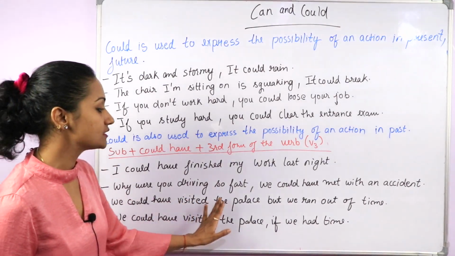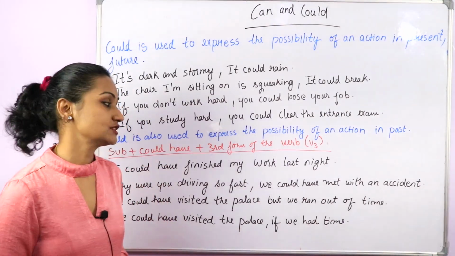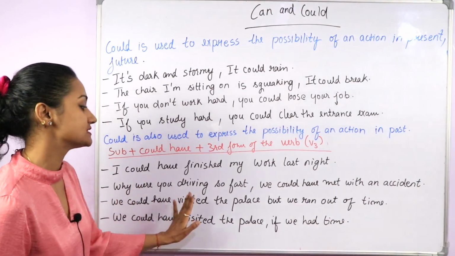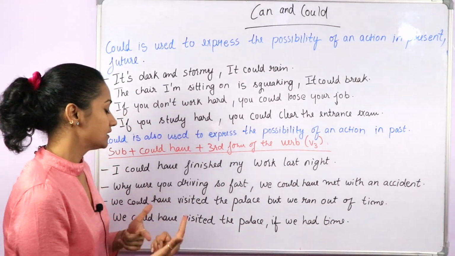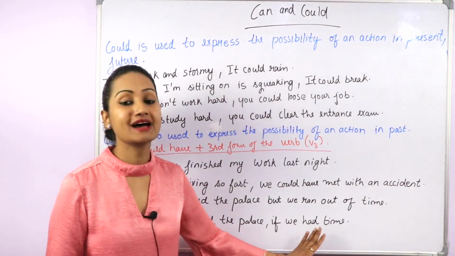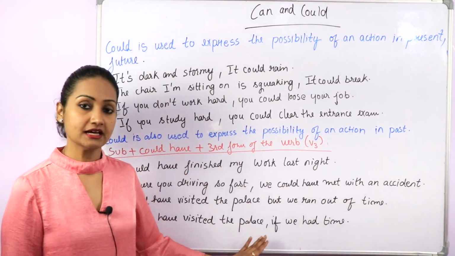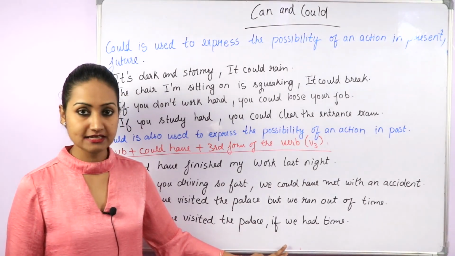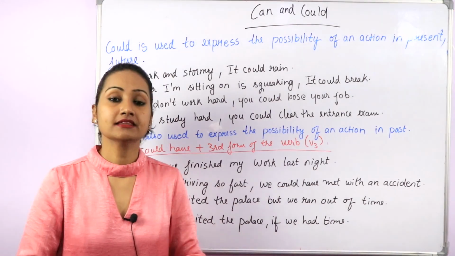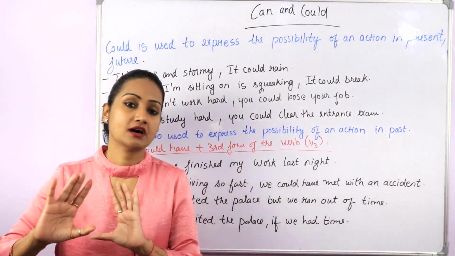We could have visited the palace, but we ran out of time. There was no time, that's why we couldn't visit the palace, but we could have visited the palace. Now you can write this sentence like this also. We could have visited the palace if we had time. If we had time, we could have visited the palace. Now this is a conditional sentence. When you start a sentence with if, that's a conditional sentence, and there's a whole variety of conditional sentences. That topic I will cover in my other videos.